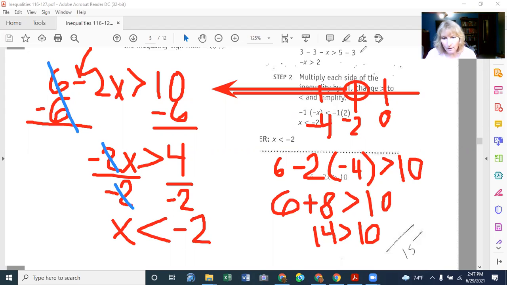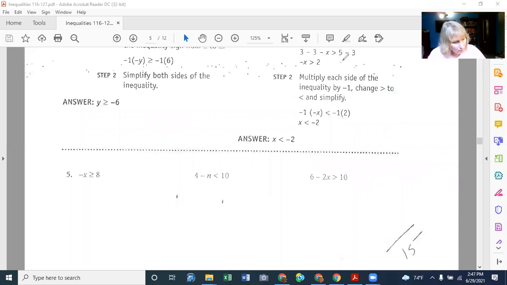Okay, let's clear that. Now I want to do page 121.